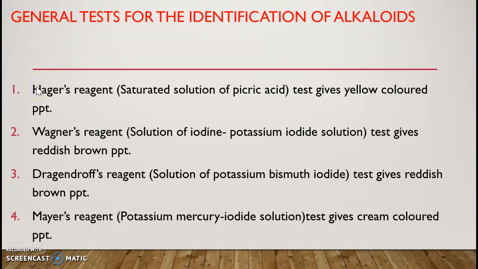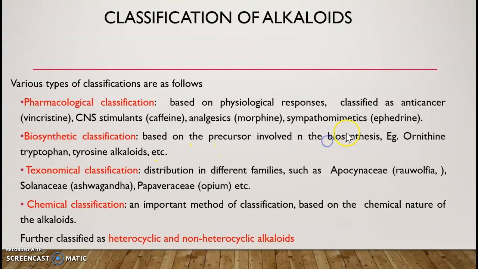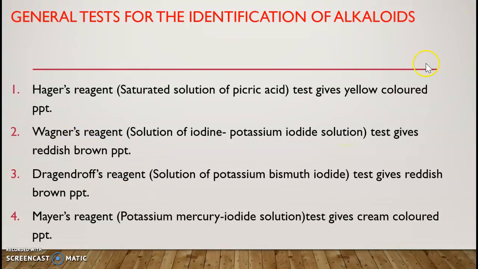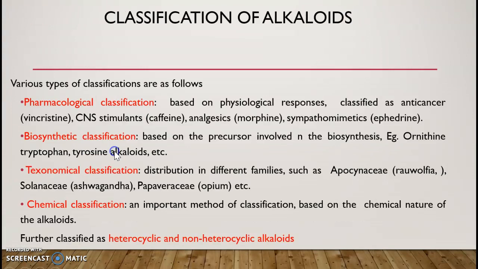Hager's reagent test: here the reagent is a saturated solution of picric acid. When the alkaloid solution is treated with this saturated solution of picric acid, that is Hager's reagent, it gives a yellow colored precipitate. And Wagner's reagent test: the reagent consists of a solution of iodine and potassium iodide. When the alkaloidal solution is treated with this reagent, it gives a reddish brown precipitate.